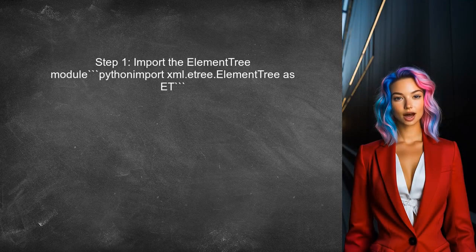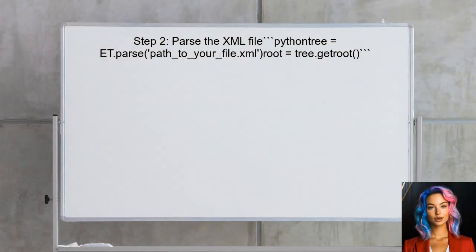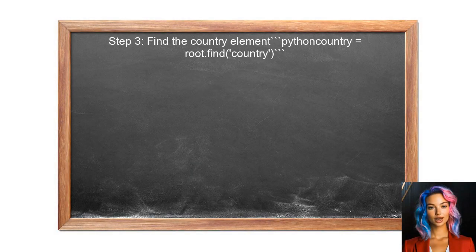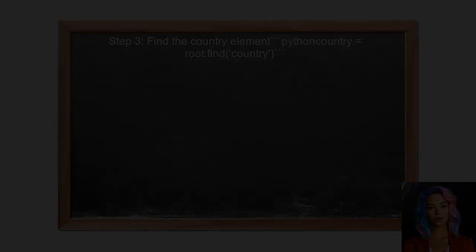To begin fetching all the child nodes of the country element in the XML, the user should first import the necessary library. In this case, we will use the ElementTree module from the xml.etree package. Next, the user needs to parse the XML file. This can be done by using the parse method from the ElementTree module, which reads the XML file and creates an element tree object. Now the user should find the country element within the XML structure. This can be achieved by accessing the root and using the find method to locate the country tag.